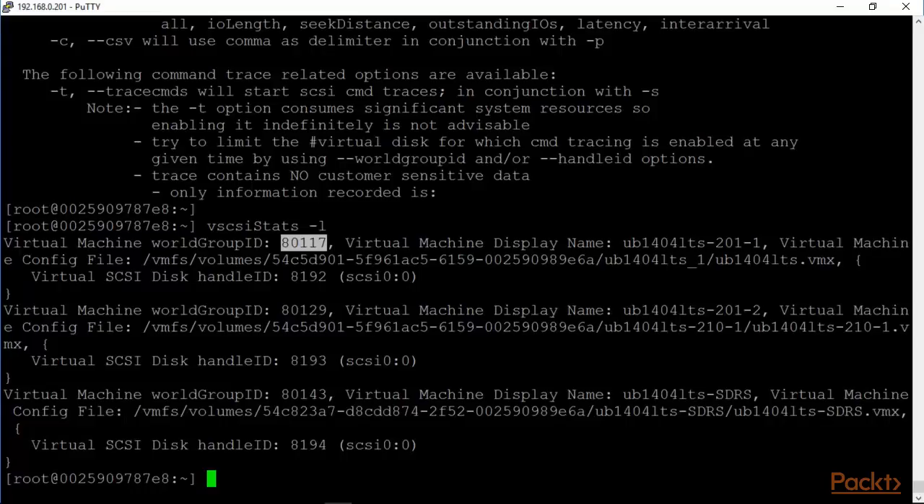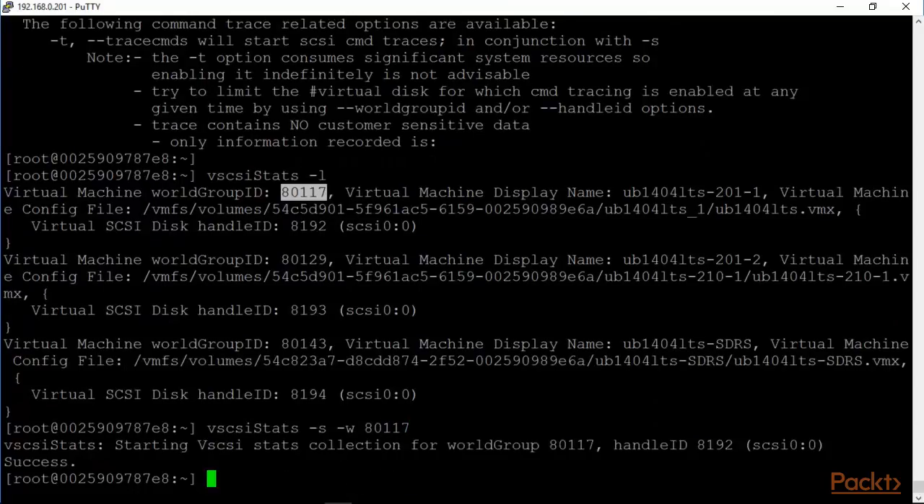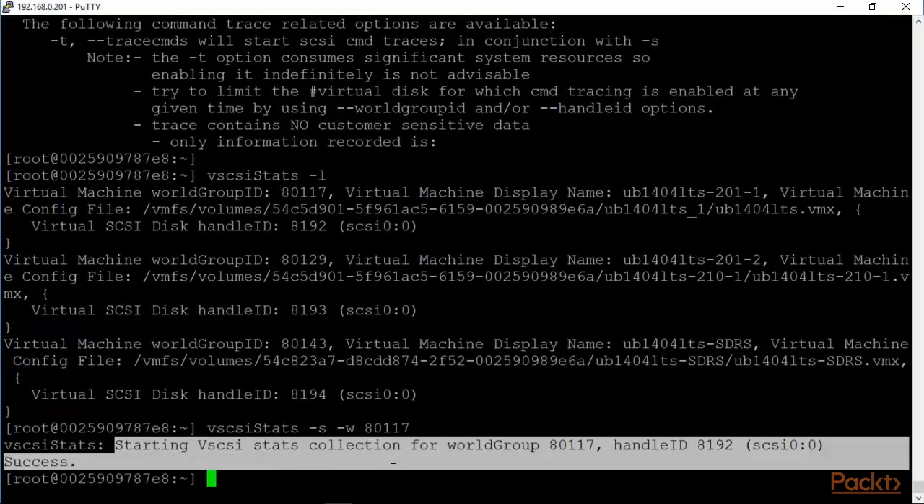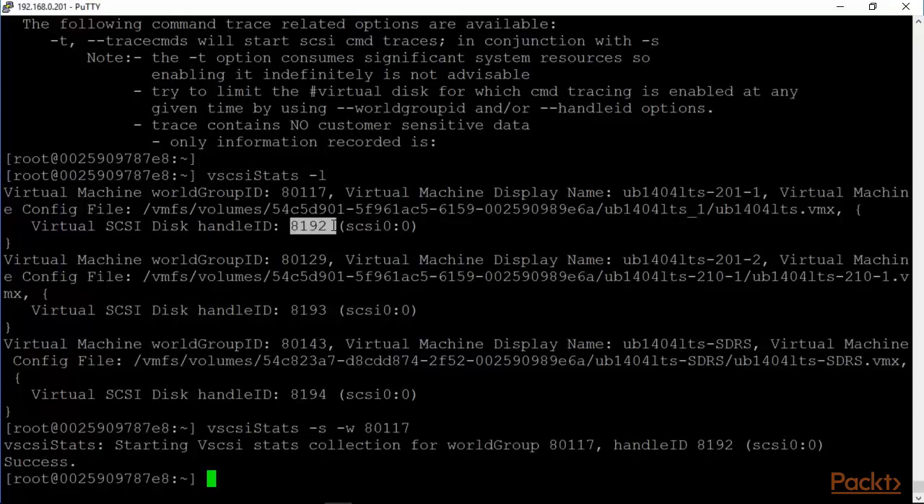Let's remember this, and let's start the data collection for this world ID. The command is quite simple: vscsiStats dash s for start, dash w for the world ID, which is 80117, and this starts the data collection. So starting the vscsiStats collection for world group, and handle ID is 8192, which basically is the virtual SCSI disk, this one here. Okay, so it started successfully.